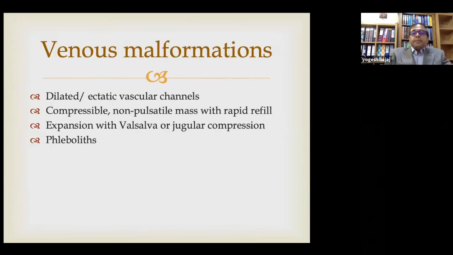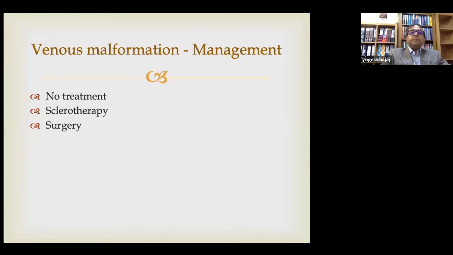Okay, I'll spend a few minutes on venous malformations. So these are essentially dilated vascular channels. They are compressible, clinically non-pulsatile masses. The treatment, again, if it is not causing any troubles, you can leave them. Sclerotherapy is actually an excellent option here. And if it is doable, then yes, surgery is an option on the table.